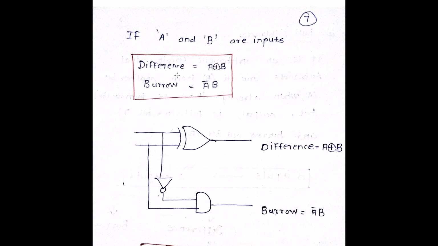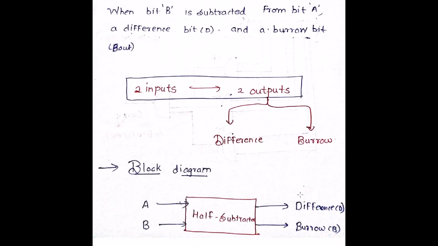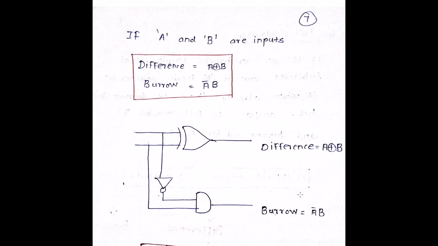In case of my half subtractor, you are going to subtract B from A and there will be 2 outputs, the difference and the borrow. The 2 inputs will lead to 2 outputs. The output will be difference and borrow as mentioned. This can be the block diagram. The difference is A XOR B and the borrow is A bar B.